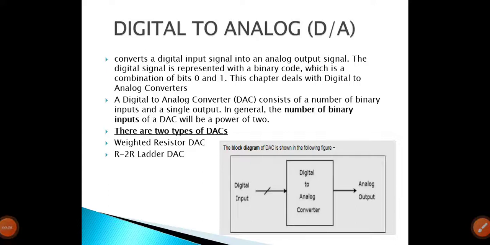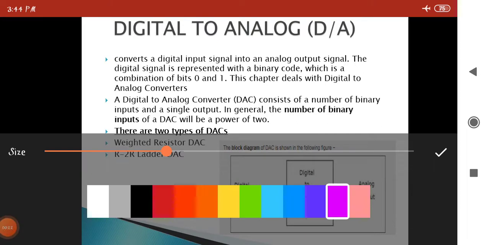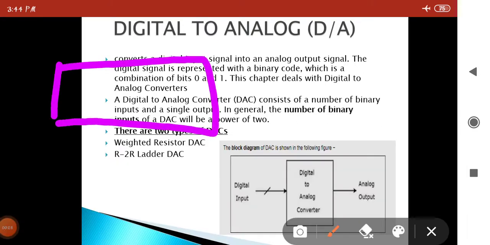Hello students. In this session I am going to explain about digital to analog conversions. Digital means what? Numbers. The numbers are displayed. You can see that, that is digital. For example, there is a digital clock and an analog clock. The digital clock shows 9:15, it mentions it is digital.